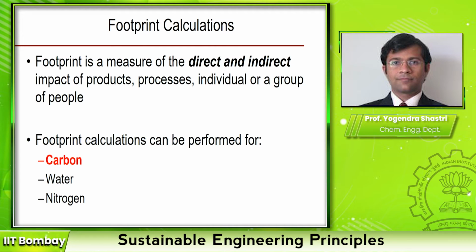So moving on to footprint calculations, the broad definition is that footprint is a measure of the direct and indirect impact of products, processes, individuals, or a group of people. And I would like you to understand the importance of direct and indirect impacts, and this will become evident when we look at the calculation procedures and some of the results based on footprint calculations already done.